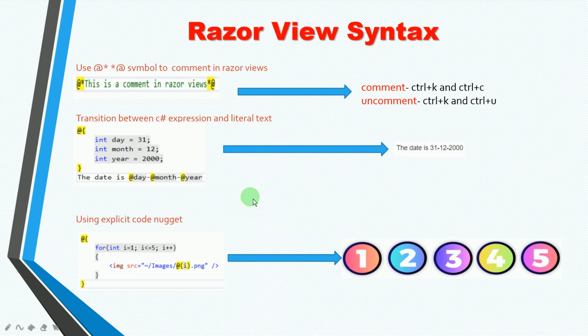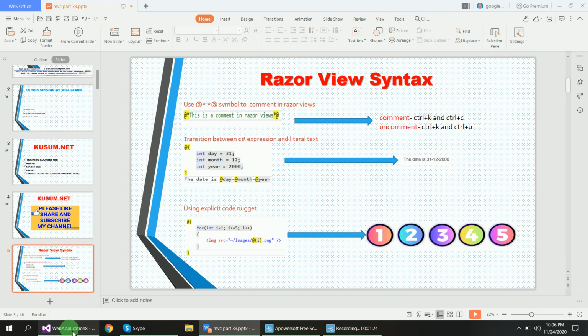You can see here, use the star symbol to comment in Razor Views. It means if you don't want to include the sentence in the programming language, then you will use this sign. To comment the sentence, you need Control plus K C, and if you want to uncomment, you will click Control plus K U. Let's flip to Visual Studio and check it.